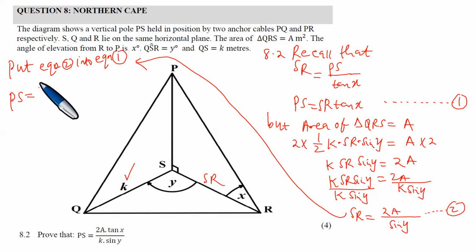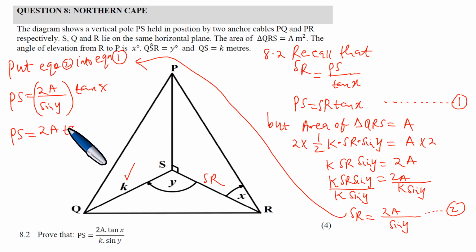So which means that we're going to have PS. What is the SR? It's actually 2a divided by the sine of y, and then you have the tangent of x, which comes with equation 1. So we have therefore that the PS is the same as 2a tan x, which is actually what they gave to the learners.